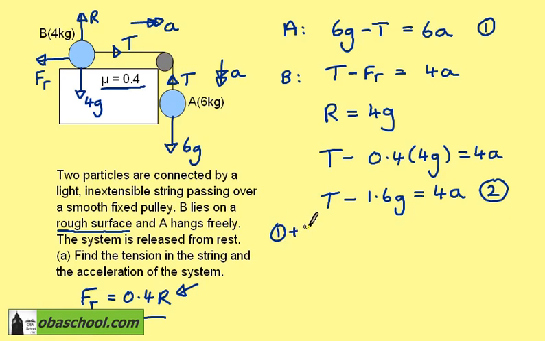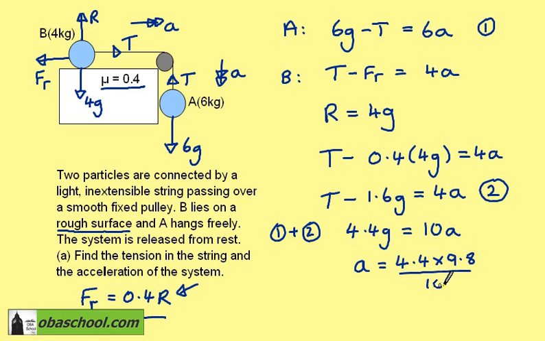If we now add the two equations 1 and 2, we can see the tensions will cancel. 6g take away 1.6g gives 4.4g, and this will be equal to 6a plus 4a, which is 10a. So a is going to be 4.4 times 9.8 divided by 10, and this calculates to give us 4.312 meters per second squared.